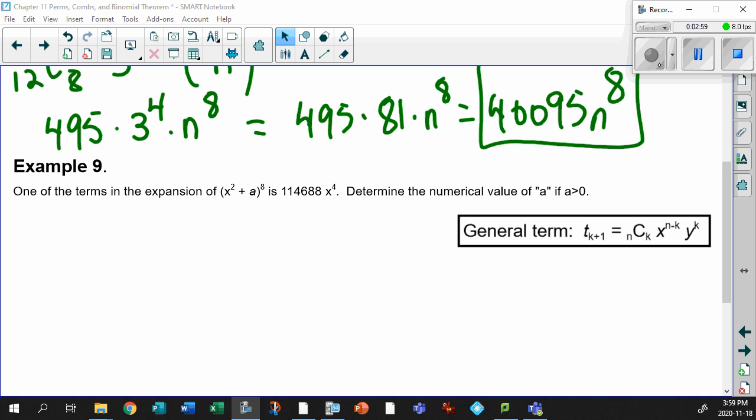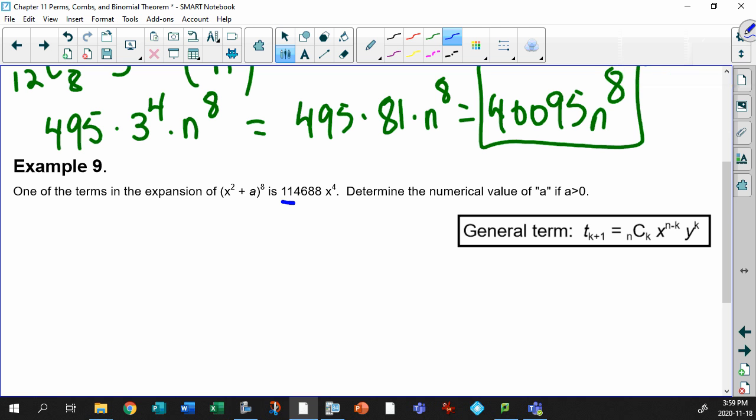Now, here's the interesting thing about this one. This one says one of the terms in the expansion of that is this. So look, I've given you the term to be x to the power 4. So how do we get x to the power 4 when that's x squared and that's 8? That's the question, right? So being that this is our first term, we can use this section of the formula.